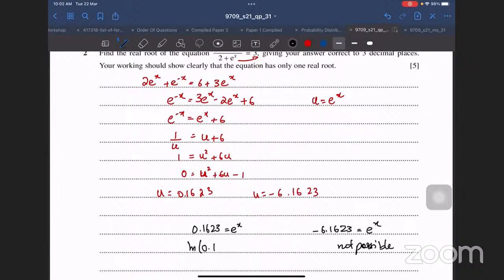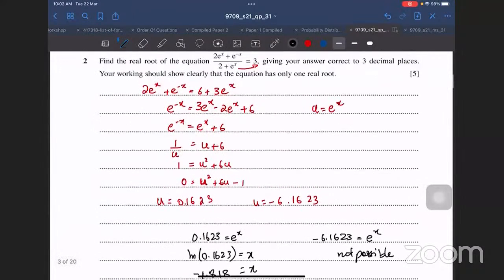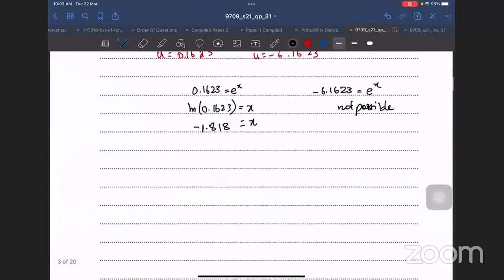ln on this side gives me x. So x is therefore ln 0.1623, which is minus 1.818, correct to 3 decimal places.